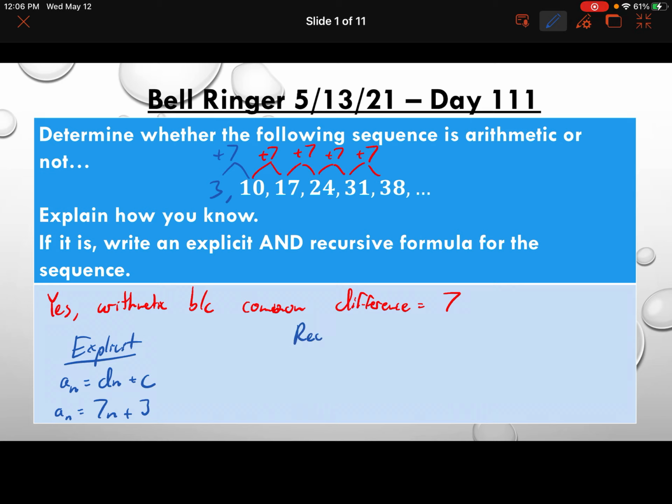Now let's quickly do our recursive. So our recursive formula would be a sub 1 is equal to 10. Remember, you always have to specify what your first term is. And then the actual pattern itself would be a sub n is equal to a sub n minus 1, because that's your previous term, plus 7, since the pattern is just adding 7. So that's just a quick run through, just in case the bell ringer was not covered in class.